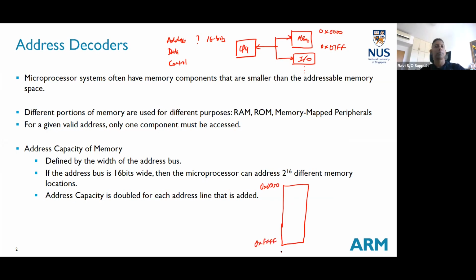Within this address space, I now need to map all my various subsystems. So for example, maybe I put my memory in this range, up to 0x07FF. Then my IO devices I put in some other range, so maybe from 0x2000 to 0x20FF. Different subsystems will have to be mapped to different parts of the memory.